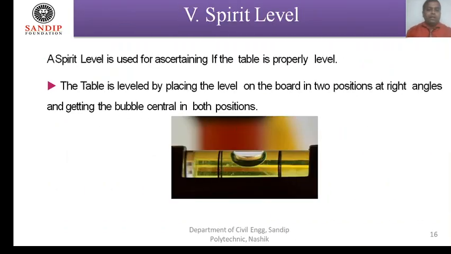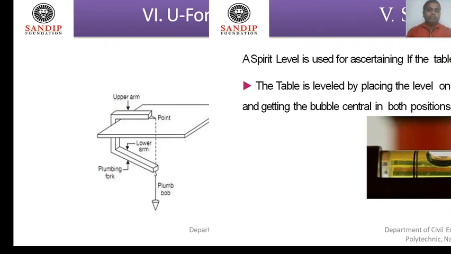Next is spirit level. We know spirit level is a basic instrument that is used for leveling purposes. Even in a dumpy level, we use a spirit level for checking the level. The same spirit level is used in the plane table also, but in the plane table we have to place the spirit level perpendicular to each other. That means along both sides we have to check the level by using this spirit level.